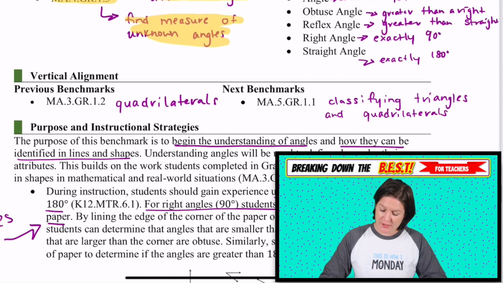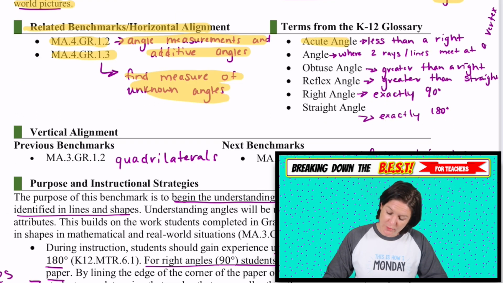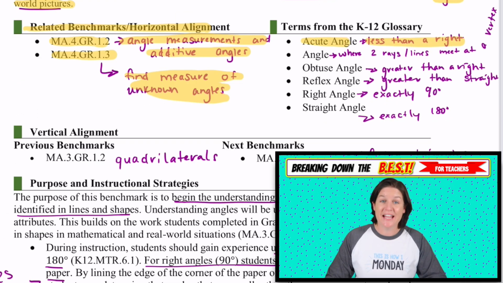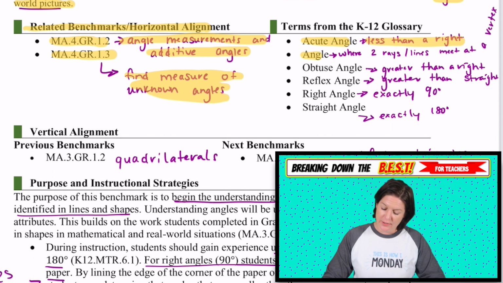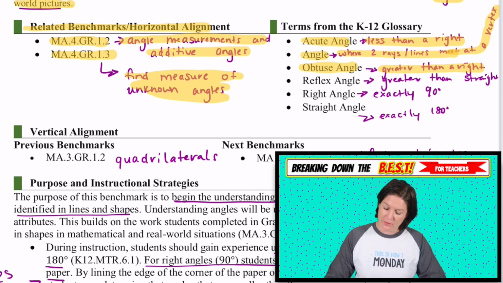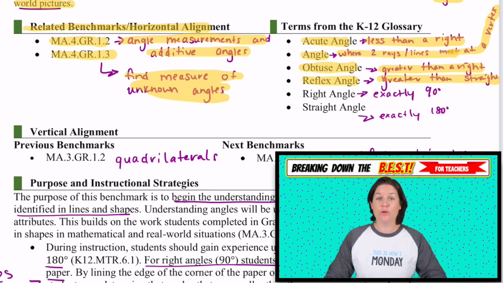All right, some terms that you need to know. First one is an acute angle. This is an angle that is less than a right angle. An angle in general is where two lines or rays meet at a vertex. An obtuse angle informally is greater than a right angle. A reflex angle is greater than a straight angle, but not quite a circle, or 360 degrees.